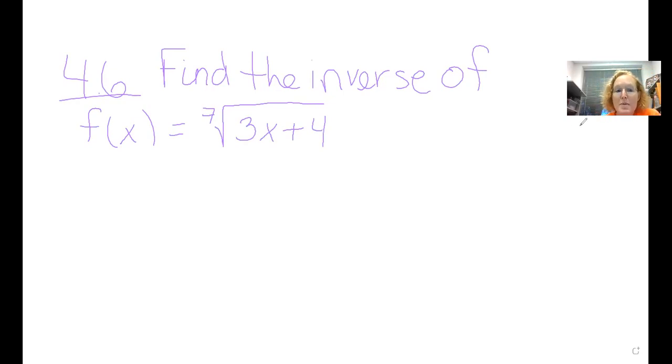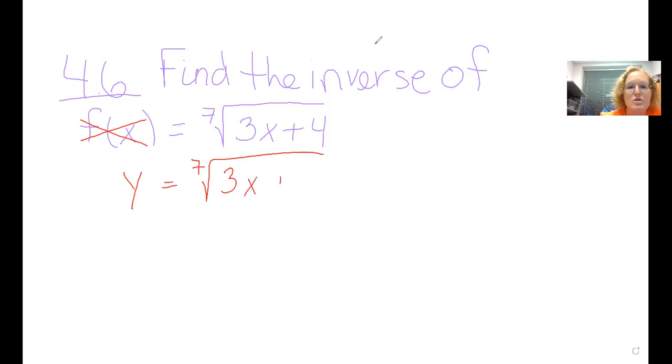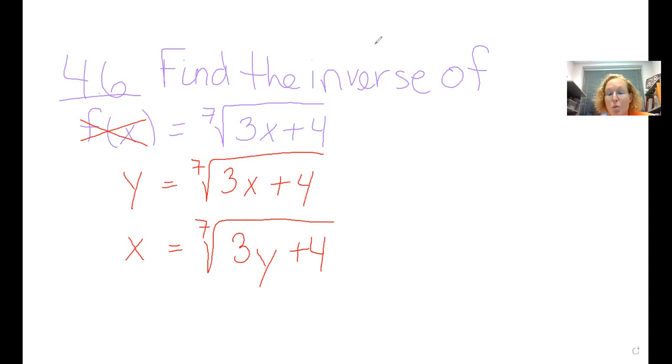If you all will remember, you've got some steps that we need to use when we're doing the inverse. The first step is we replace this f of x with y. So I'm going to call that y equals the 7th root of 3x plus 4. The second step is we take your x and y and we switch them. That's really crucial because an inverse function really switches your x and y. So everywhere we see a y, we put an x, and everywhere we see an x, we put a y. And then what you have to do is solve this.